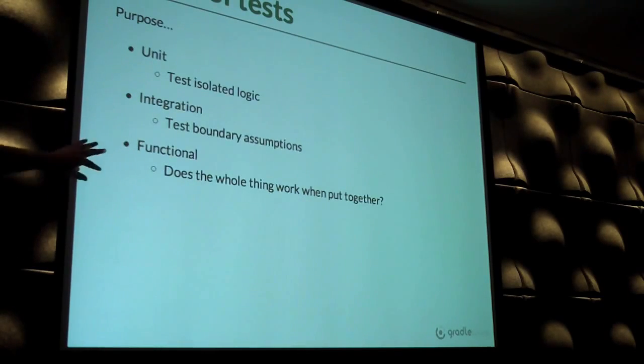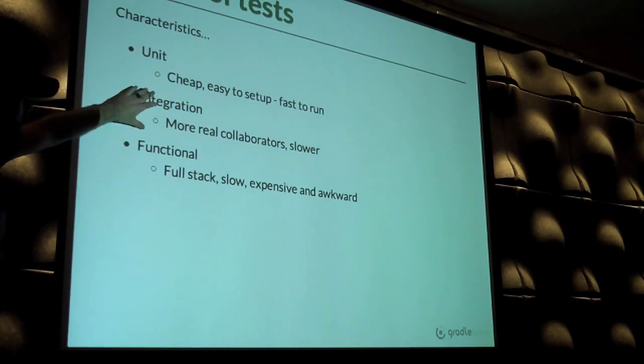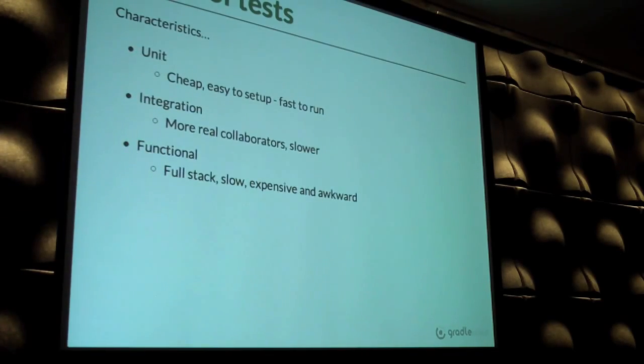So as soon as you talk about testing build logic and you have to run a build, that's now a functional test or an acceptance test. A top-down test. Unit tests are cheap. Integration tests slower, and more real collaborators, more external change can happen. And functional tests, just like web tests, are slow, expensive, and sometimes awkward. So what we want to do is basically more unit tests, a few integration tests, and as few of these as possible.